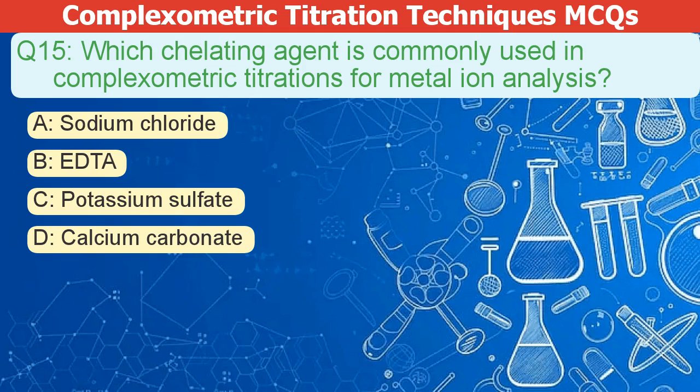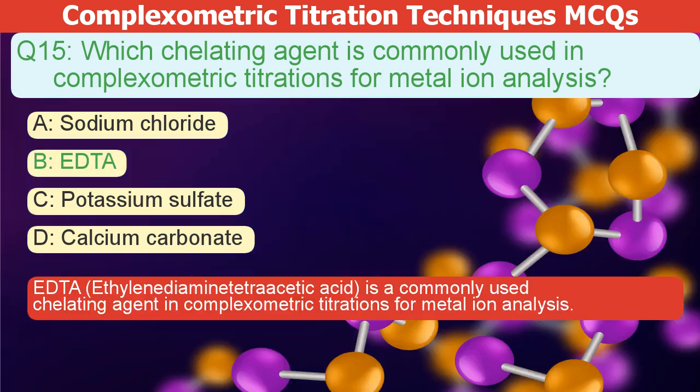Which chelating agent is commonly used in complexometric titrations for metal ion analysis? A. Sodium chloride. B. EDTA. C. Potassium sulfate. D. Calcium carbonate. The correct answer is B. EDTA, ethylenediaminetetraacetic acid, is a commonly used chelating agent in complexometric titrations for metal ion analysis.